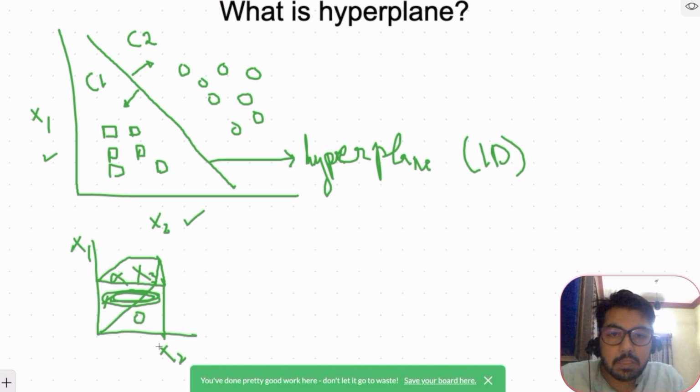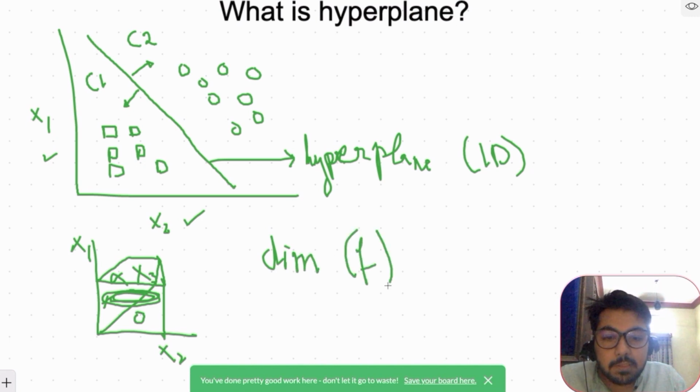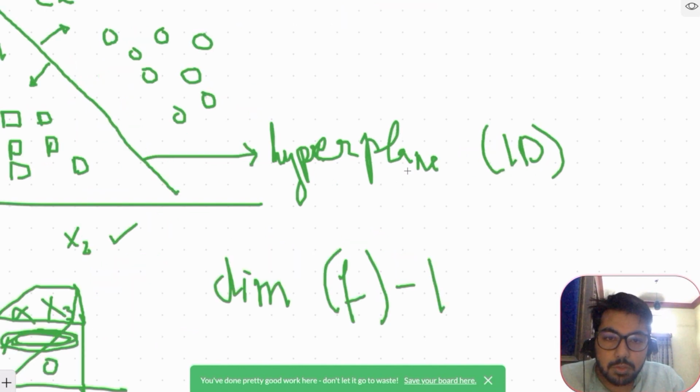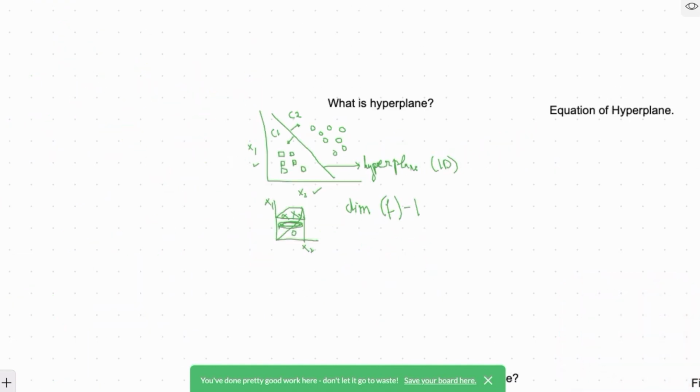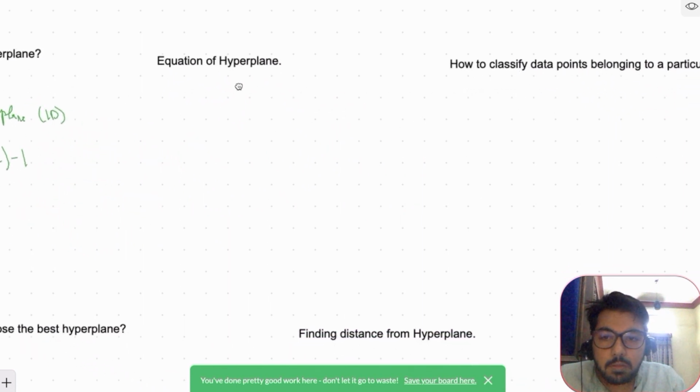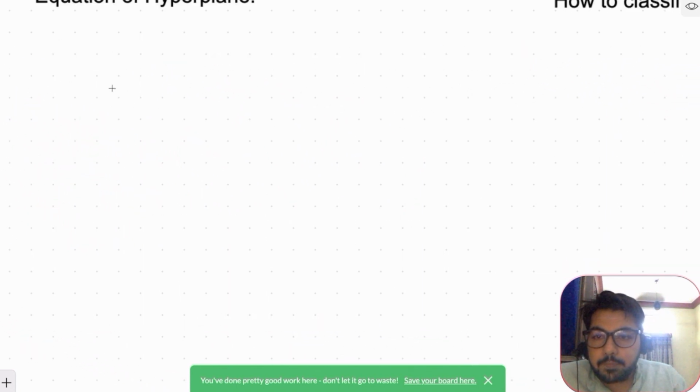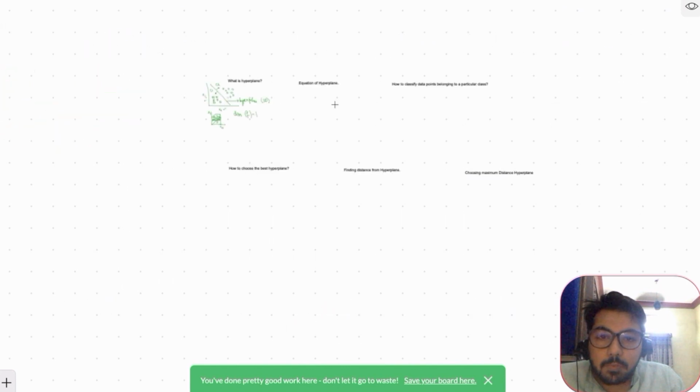So the dimension of the hyperplane is always the number of dimensions of the features minus 1. This brings us to the next question. What is the equation of the hyperplane?